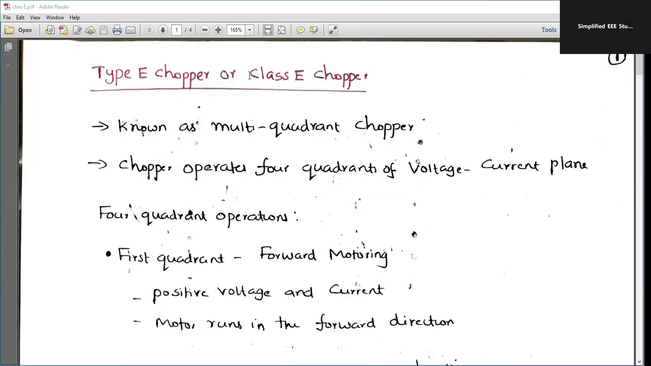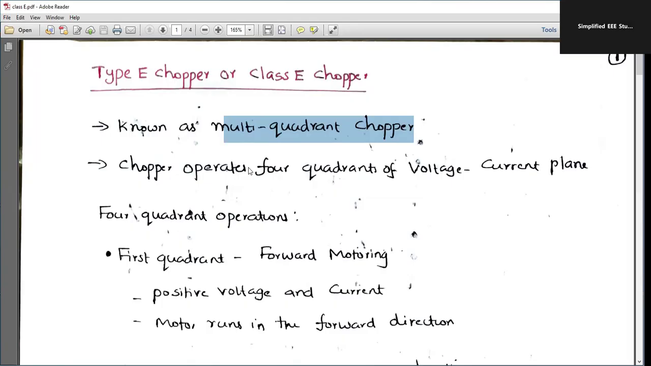In this video, I am going to discuss the operation of type E chopper. Type E chopper is also known as class E chopper. Basically, type E chopper operates in four quadrants. Therefore, this is also known as a multi-quadrant chopper.